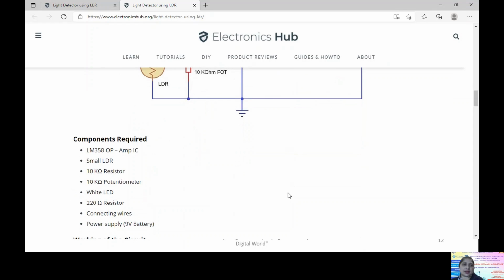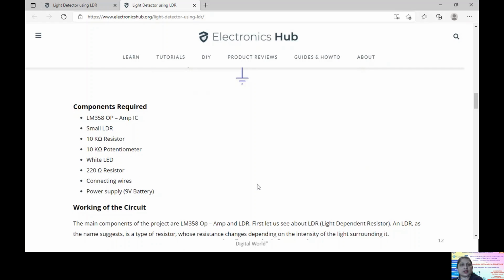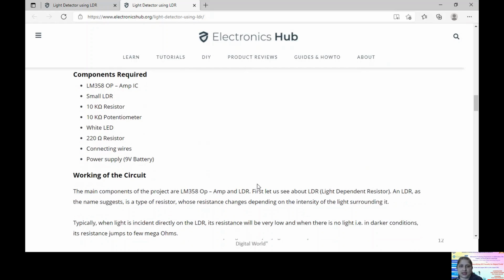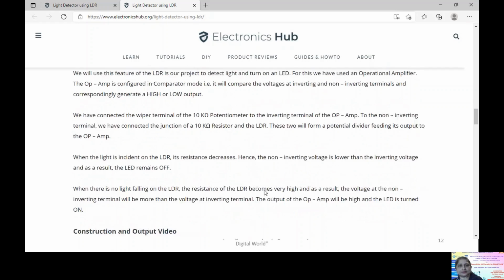So what components do we require here? We need the LM358 IC, a small LDR, then we need a 10 kilo ohm resistor, a 10 kilo ohm potentiometer, then the LED, maybe white or any color you can use, a 220 ohm resistor, connecting wires, and definitely the power supply. A minimum 9-volt battery is needed.